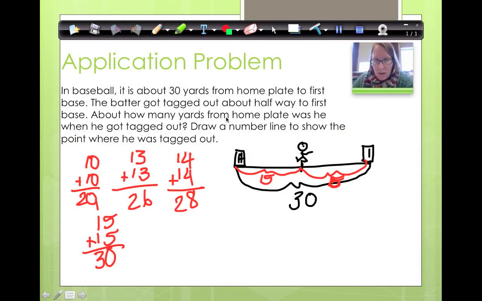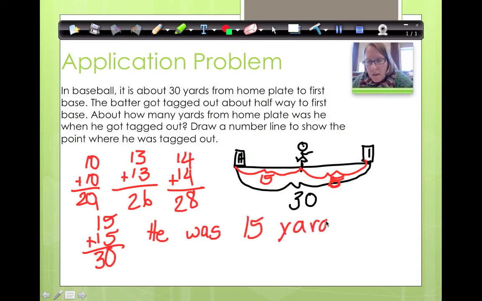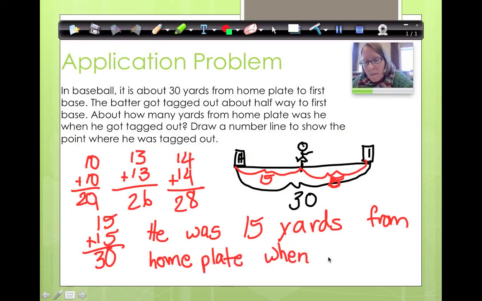Now let's write how many yards from home plate he was when he was tagged out. We will say he was 15 yards from home plate when he was tagged. And then we're going to put a period. Good.